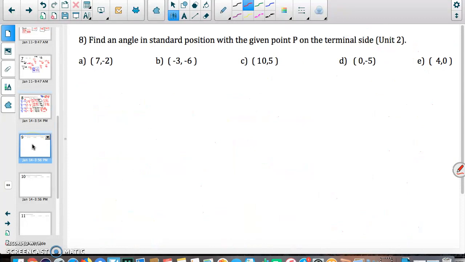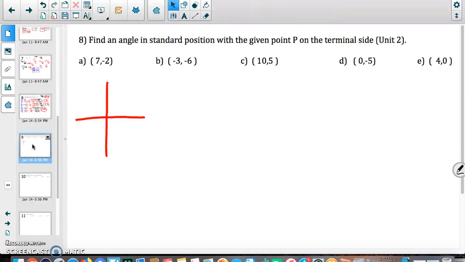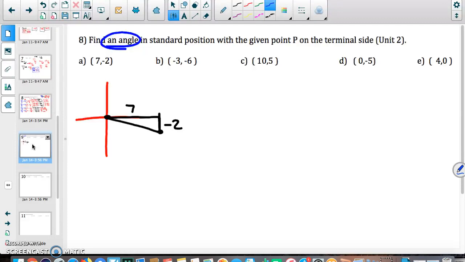Let's move along here. Finding an angle in standard position. Standard position just means that I'm on the origin, right? So I'm starting at the origin 0, 0. Then I'm going out 7 units, and then I'm going down 2 units. Building my triangle, making that point 7, negative 2 right there. And now I'm trying to solve for the angle, correct? Find an angle. So this is our angle that we're trying to find.